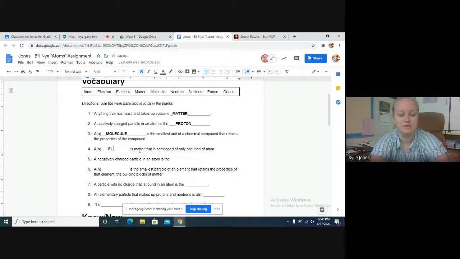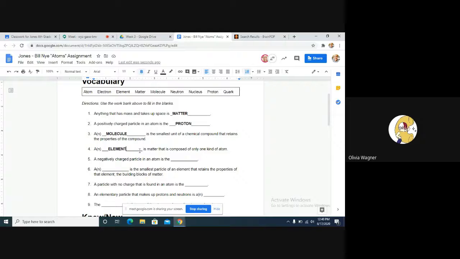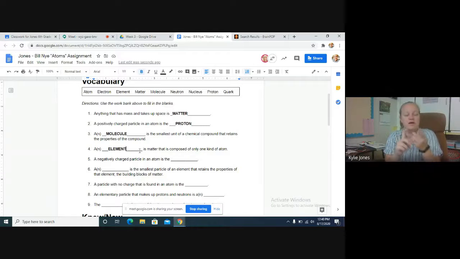Element. An element is just one type of atom. So iron, hydrogen, oxygen, those are all elements that have one type of atom in them. But when you combine 2 types of elements together, that's when you get a molecule.